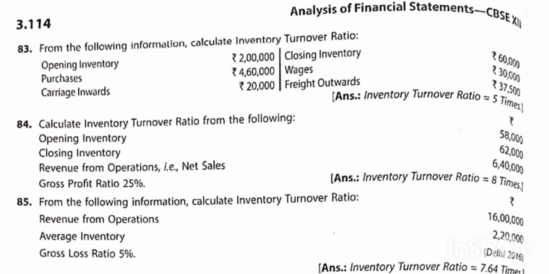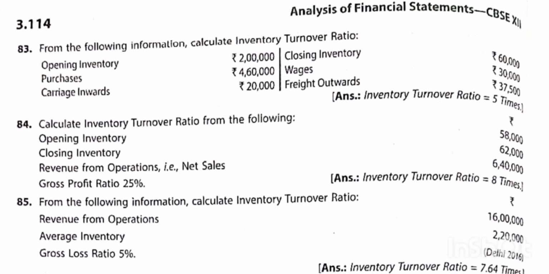Alright, next we'll be doing question 83. Let's read it out. They've asked us to calculate inventory turnover ratio. Opening inventory is given, closing inventory is given, purchases, wages, carriage inwards and freight outwards have been given. Before starting, we'll quickly identify which of this information is actually needed. Opening inventory we'll use to find average inventory. Closing inventory we use to find average inventory as well.